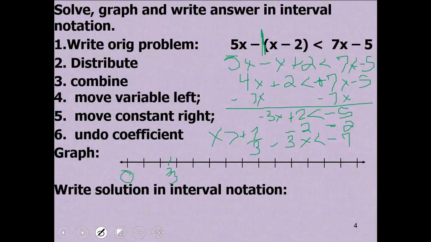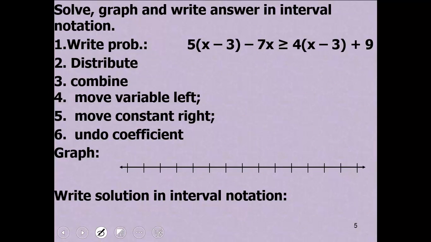Okay, I need to use a bracket because it is greater than without the equals, and then everything has to go off to the right. So in interval notation, I have 7/3, parenthesis, comma, positive infinity bracket. Parentheses, parentheses, parentheses.